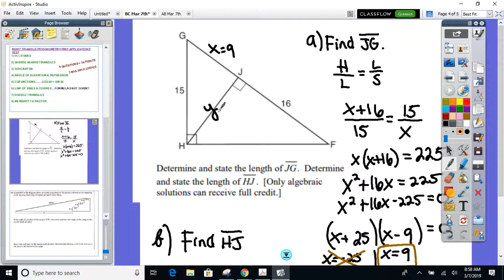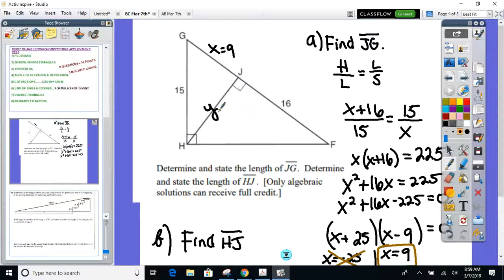HJ is an altitude. Hills is definitely out of the question. SAS is an option. Pythagorean theorem is an option. And even if you just totally, you can really go out of control.